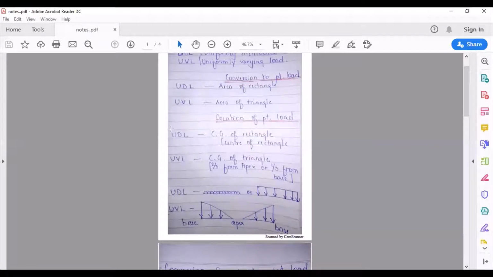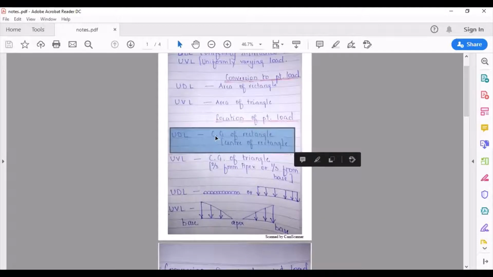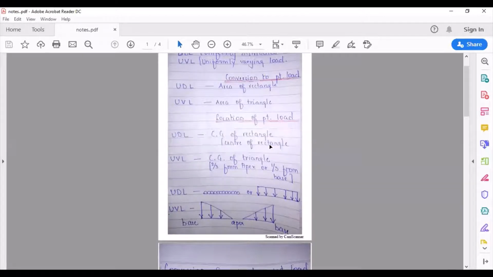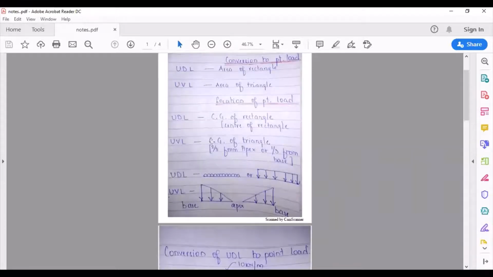In case of UDL, the point load will always act at the CG of the rectangle, that is the center of the rectangle, or the center of the span, what you can call. Whereas UVL, it lies at the CG of the triangle.